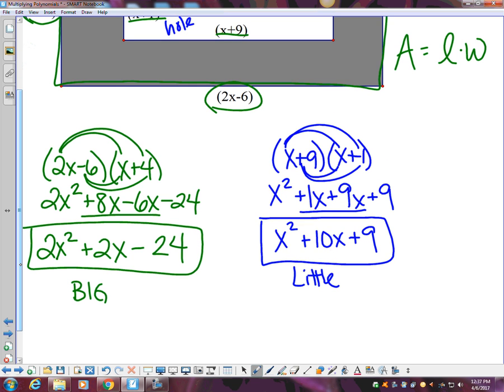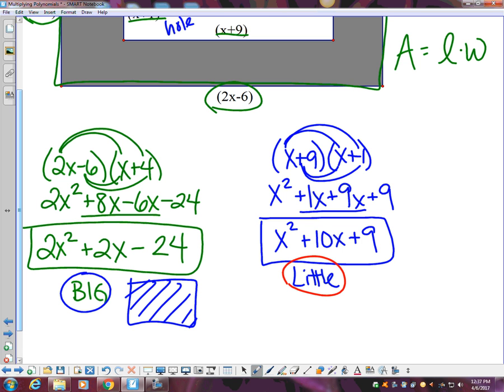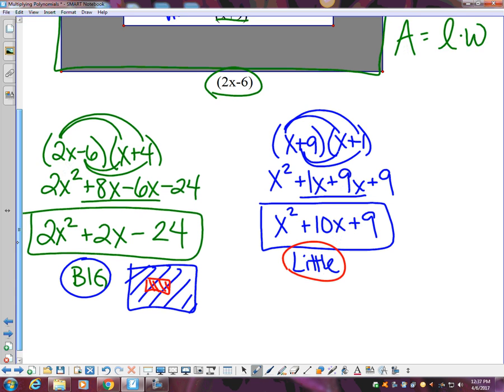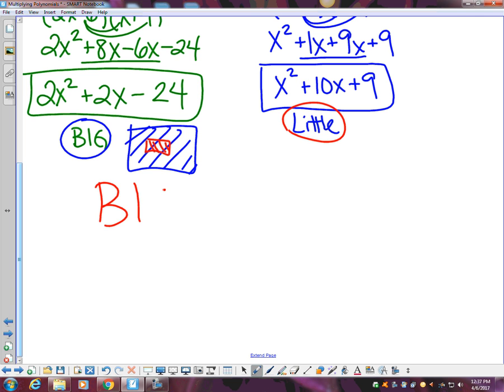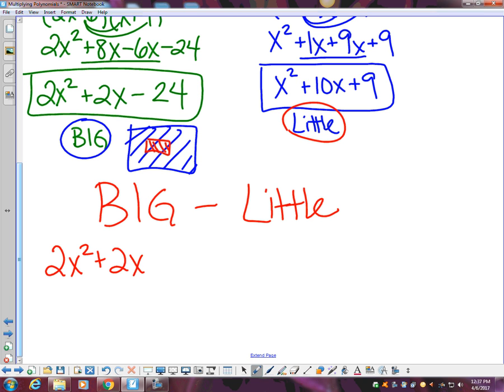Now to figure out how much donut I've got, I have to take the big, which is the whole rectangle, and subtract out the little because I don't have any donut there. So here's what I'm going to do: big minus little. Okay, well the big is 2x squared plus 2x minus 24, minus the little, which is x squared plus 10x plus 9.